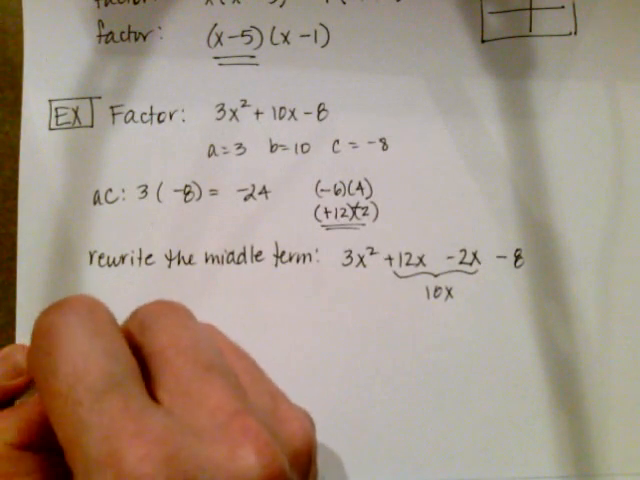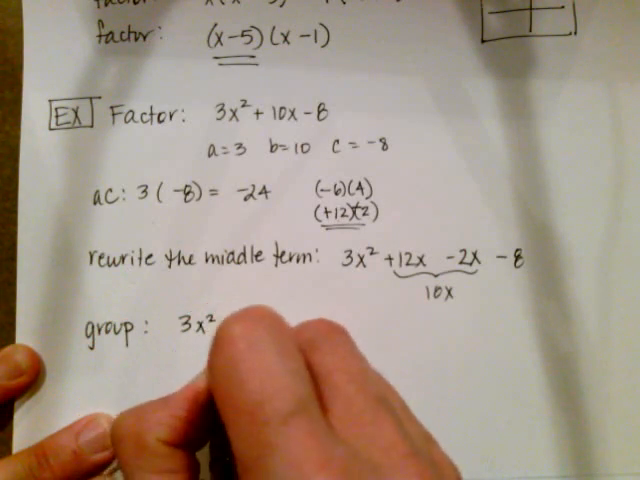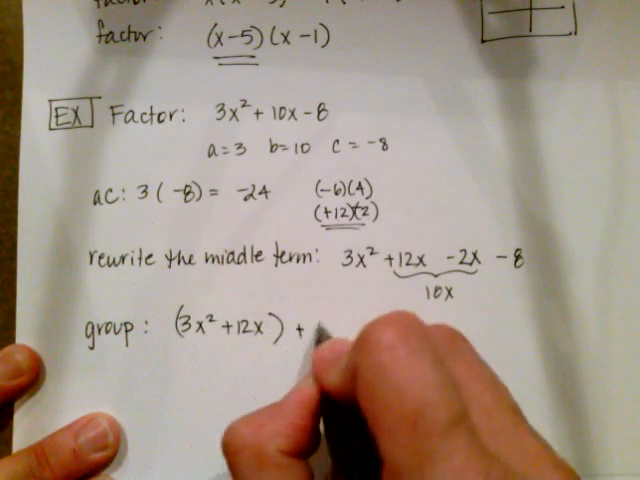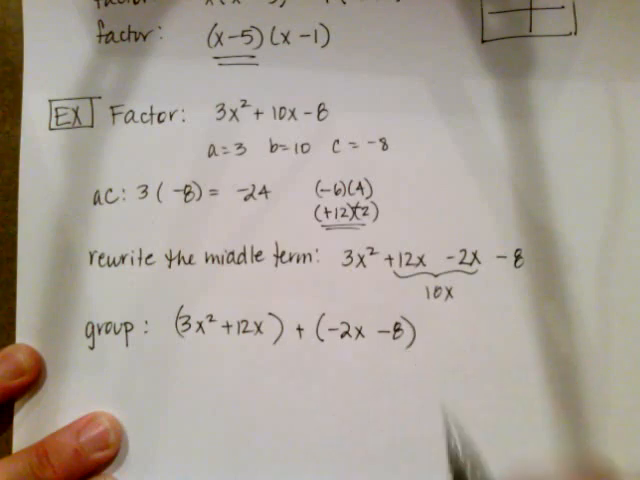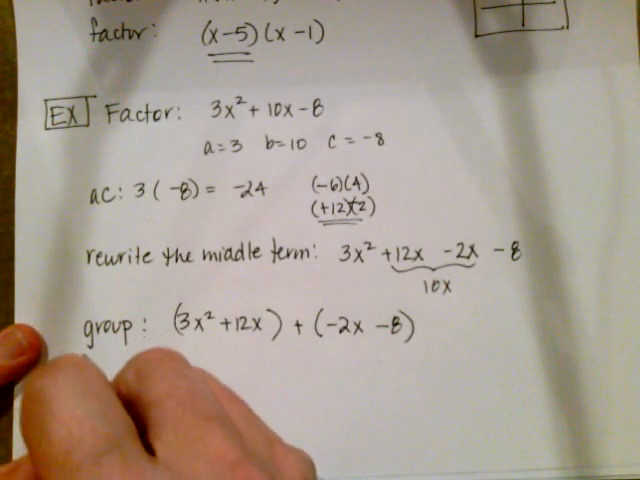The next step is to group. So I'm going to group 3x squared and 12x. Those two guys are going to go together. Put my plus, and then I'm going to have a -2x minus 8, and those two guys are going to go together. Now we factor.